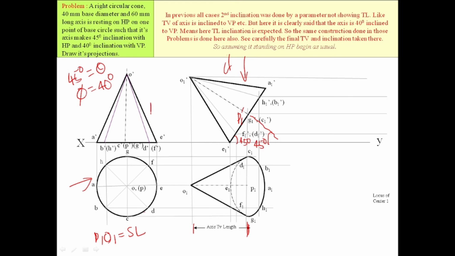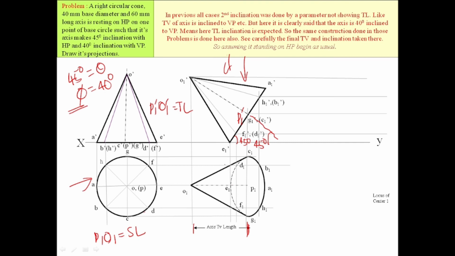P1 dash O1 dash is in true length, but P1 O1, the top view of the axis, is not in true length. So we can't tilt this top view.